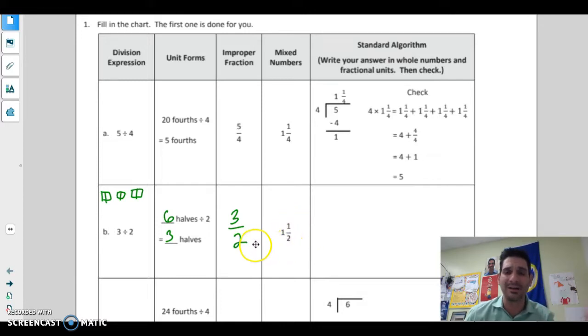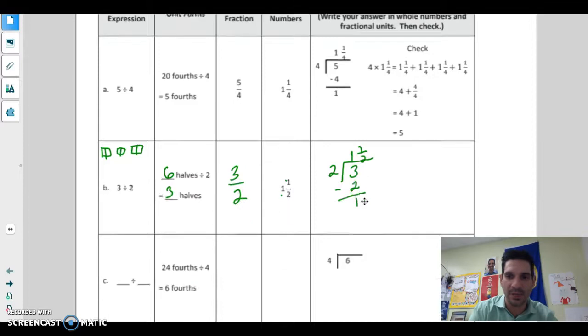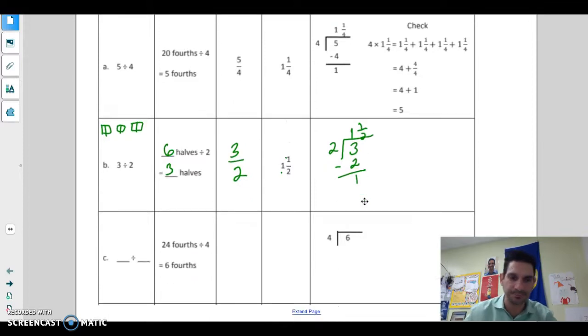Now you're like, what? Remember, this is 3 divided by 2, or 2 goes into 3 one time. How many left over? 1, because 3 minus 2 is 1, and then the denominator stays the same. Now it says, use standard algorithm to check. 3 divided by 2. 2 goes into 3 one time. There's my remainder, 1, so 1 and 1/2. Not too shabby. Let's look at this next one.